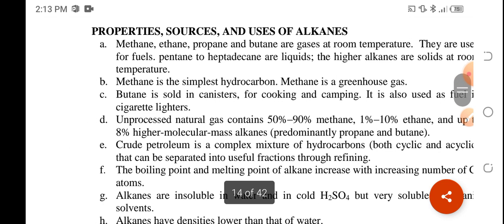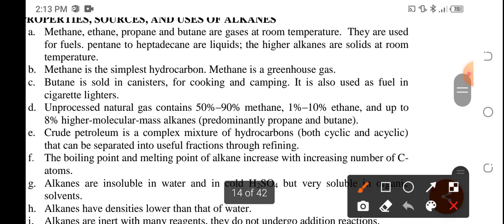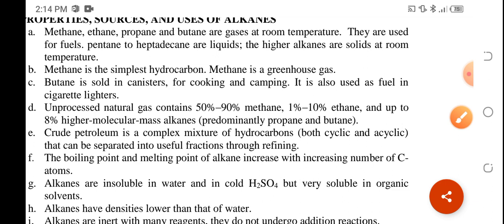It is worth taking note that unprocessed natural gas is composed of 50 to 90% methane, okay, and 1 to 10% ethane, and only up to 8% of higher molecular weight alkanes, usually propane and butane. Crude petroleum also is a complex mixture of hydrocarbons which could be further separated in a refinery, sineseparate nila through fractional distillation.